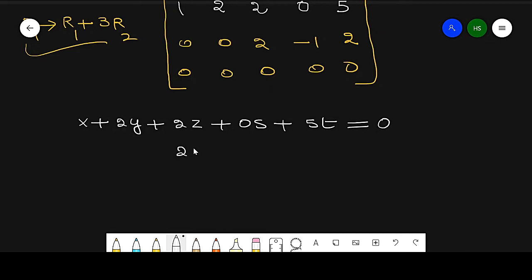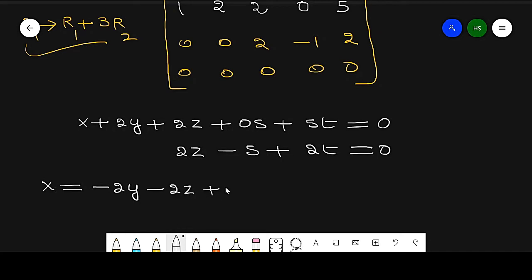Second equation, 2z minus s plus 2t, which is equal to 0. So these are only two equations. So understand this concept. Now from this, x can be written as minus 2y minus 2z minus 5t. It means x depends upon three variables y, z and t.